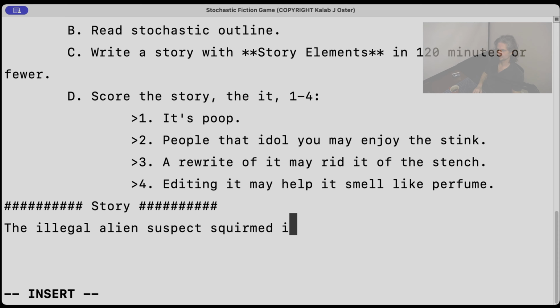The illegal alien suspect squirmed in the vice, in the big, massive hands. How is this going to end? Probably this person's got to get some knowledge dropped. There's got to be something that convinces this person that this illegal alien is really a suspect, a political enemy of their boss. Like what? There's nothing like.